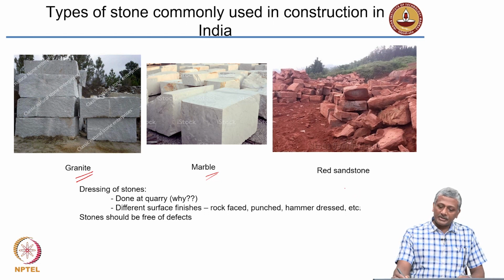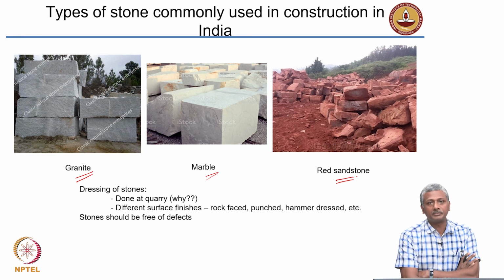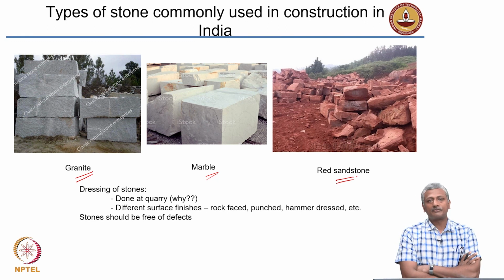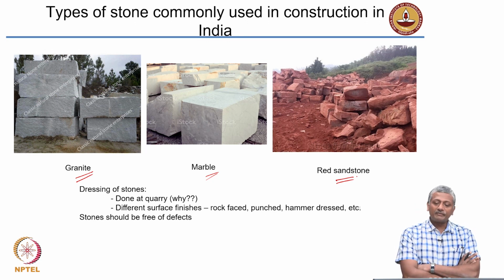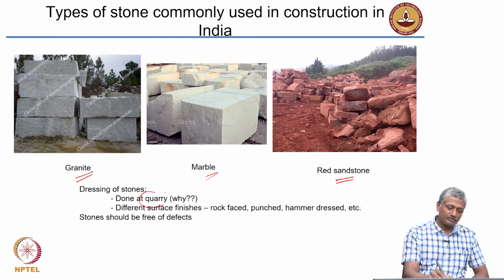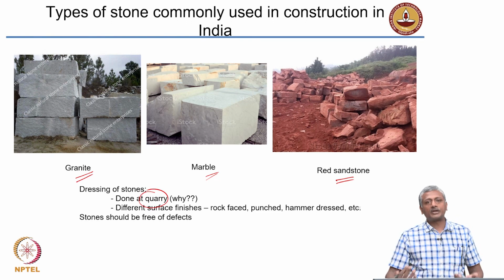Forts and historic monuments, a lot of them are actually made with red sandstone, again highly available in the northern parts of the country. A lot of red sandstone is also utilized for making many of these historic monuments. Now, these stones obviously have to be dressed to the right size, and most often this dressing is done at the quarry itself. Wherever you are extracting the stone, that is where you are dressing it.